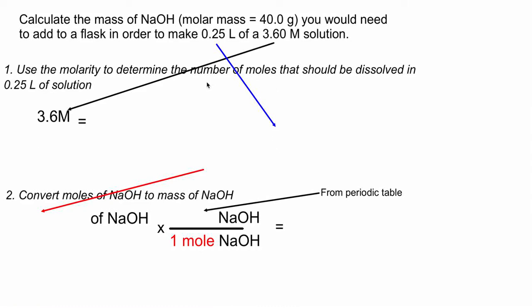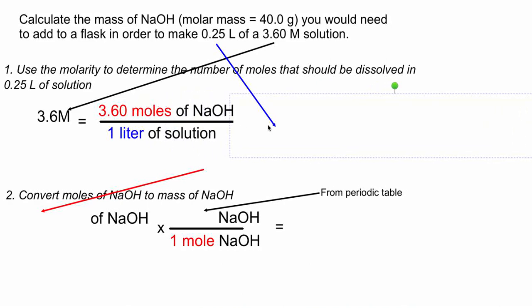So the problem asks us to make a 3.6 molar solution and have the volume be 0.25 liters as opposed to 1 liter. Now if it was 1 liter, this problem would be much easier because we just add 3.6 moles and put it into a liter of solution. But because we're only making a quarter of a liter, we have to use our molarity and set up a ratio.